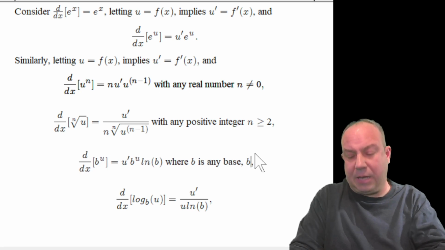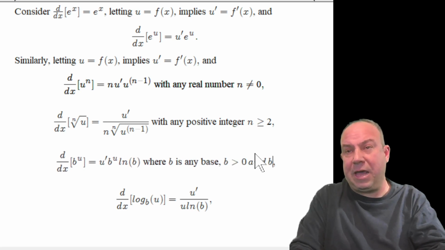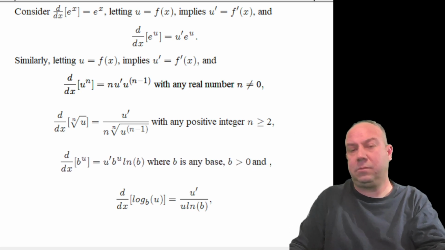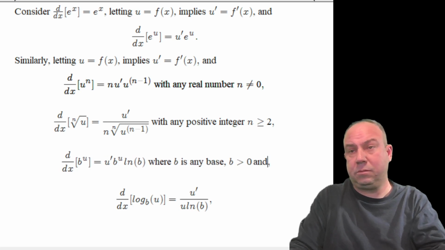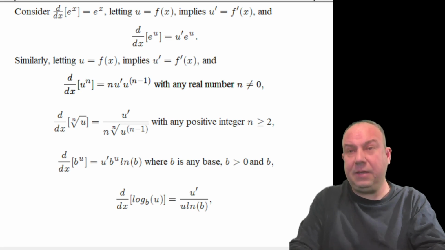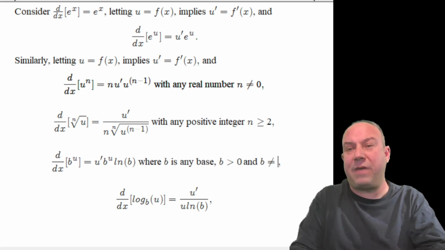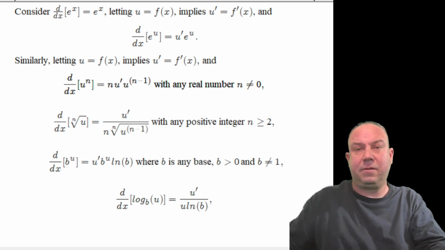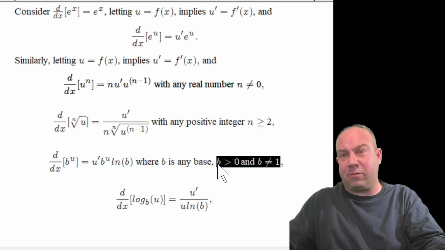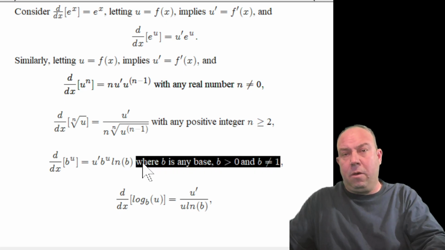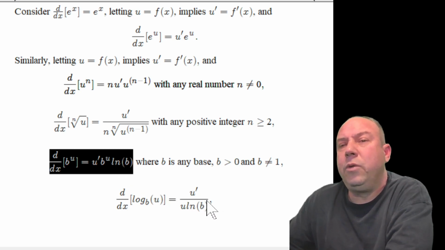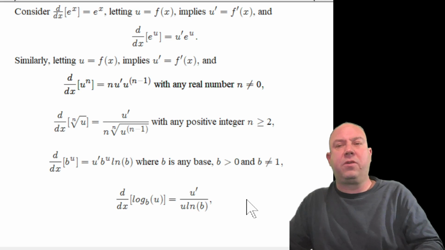B has to be greater than 0, and b cannot equal the value of 1. All right. We can say this general rule not only for the case of an exponent of base b, we can say the same rule for the case of a logarithm of base b.